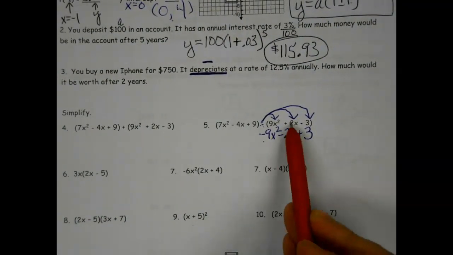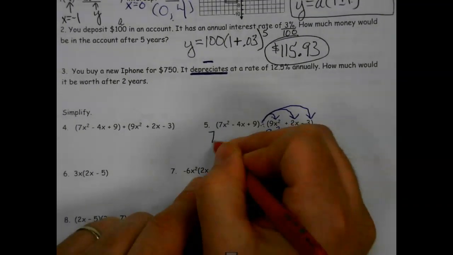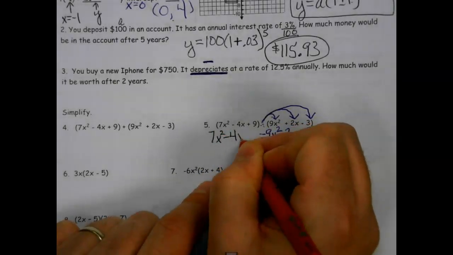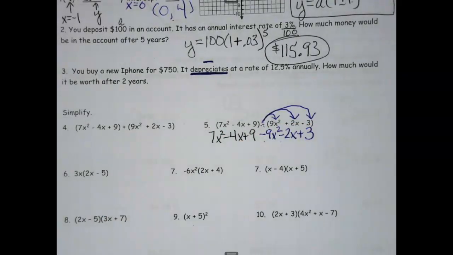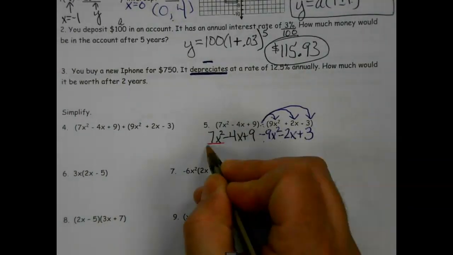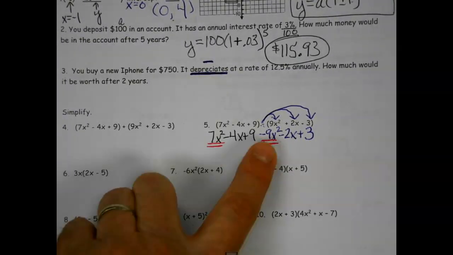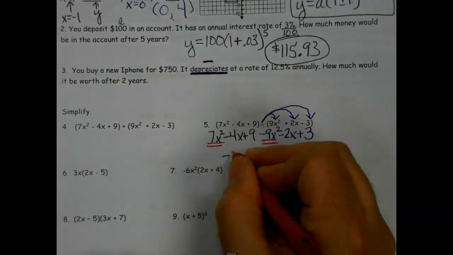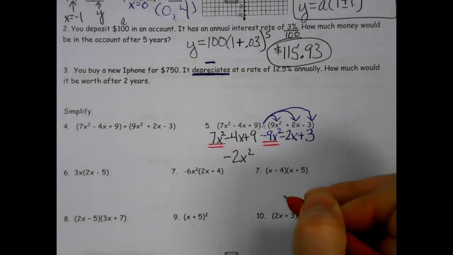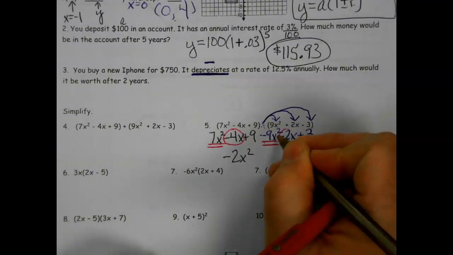Positive becomes negative, positive becomes negative, negative becomes positive. None of these, anything changes. So I'm just going to rewrite those. Now number 1 would be: find the things that are alike, and we're just adding them. 7 and negative 9. Negative 4 and negative 2.